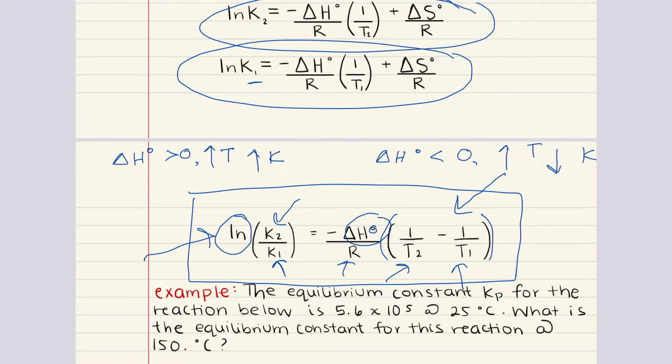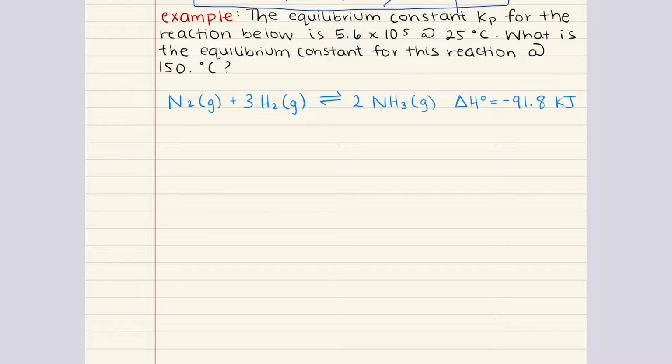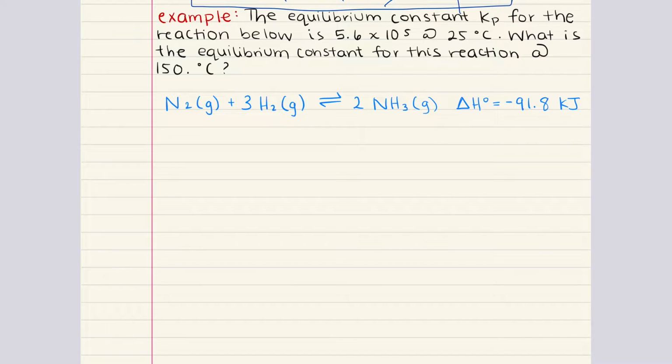Now with that, let's go ahead and jump into a practice problem so we understand how to use these equations. This problem says the equilibrium constant Kp for the reaction below is 5.6 times 10 to the 5 at 25 degrees Celsius. What is the equilibrium constant for this reaction at 150 degrees Celsius? Our reaction is of nitrogen and hydrogen gas together to form ammonia gas. We're given that delta H naught is equal to negative 91.8 kilojoules.